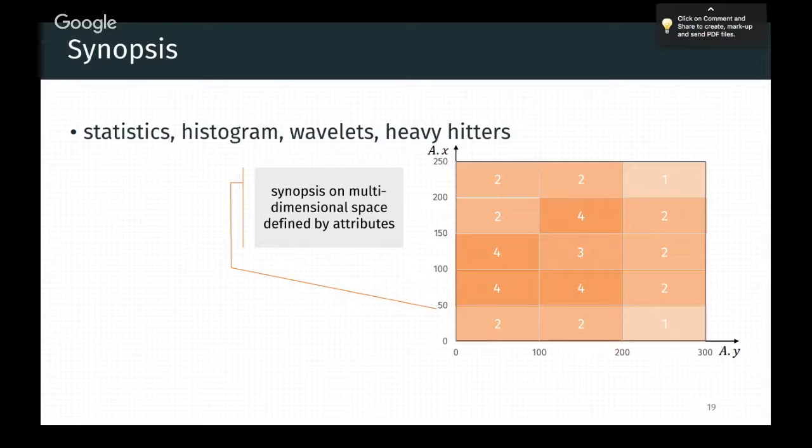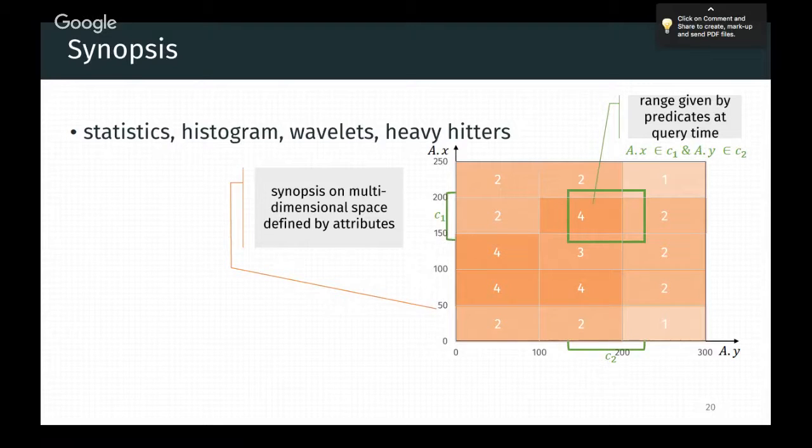It has two attributes, A.X and A.Y, and they use a lossy compression on the two-dimensional space formed by the attributes. So here each range means that there is, for example, the 2 means that there are 2 tuples in this range. And when you are given a predicate at query time, you will use this synopsis to give an approximation of how many tuples are in this range.